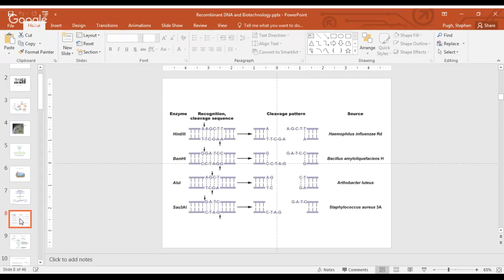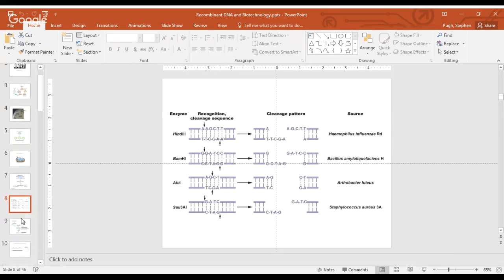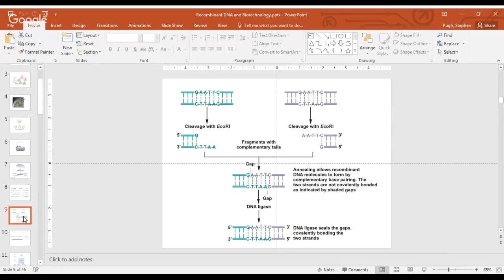So HindIII cuts at AAGCTT, and BamHI cuts at GGATCC, and so on. Some of these produce sticky ends, like those first two, and others are called blunt end cutters or blunt cutters that don't produce sticky ends, but cut the DNA, again, at a particular site. And so by understanding how these restriction endonucleases function, researchers then realized that they could take advantage of the characteristics of these enzymes and use them to manipulate, to cut DNA in particular places for particular purposes.